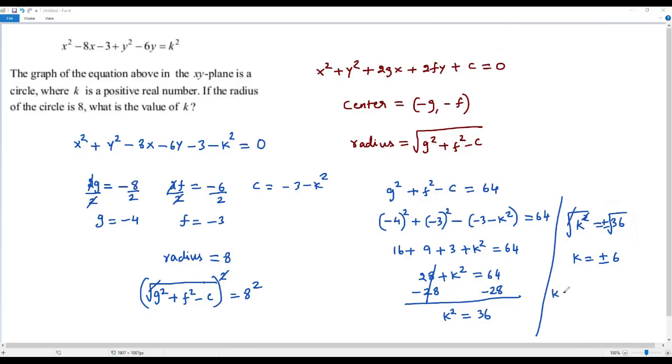Here we get two values for k. One is k equals positive 6 and another is k equals negative 6. But the question says k is a positive real number. Since k is a positive real number, we can reject the negative value of k. That is, k equals −6 can be rejected. Therefore, the value of the constant k is positive 6.